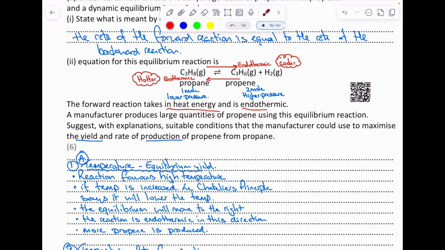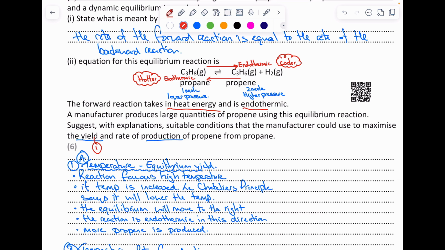Other thing to do is write down that there's 1 mole here, and I've got 2 moles on this side. So at the moment, this side has got higher pressure because there are more moles. So what it wants me to do is suggest suitable conditions to use to maximize the yield and production. So I've got to talk about yield, and I've got to talk about the rate of production, which means attainment. So this side is all about attainment, which is rates of reaction. This side here, I'm using Le Chatelier's principle, equilibrium law, to work this out. So let's go through this.